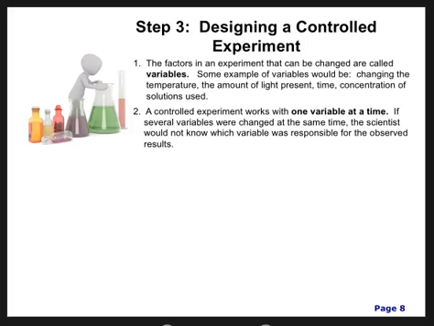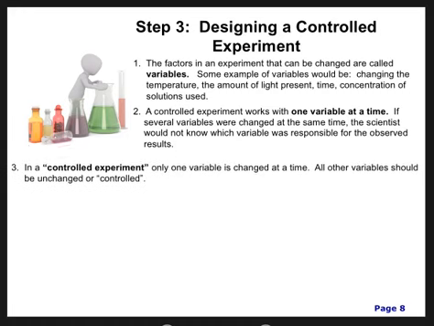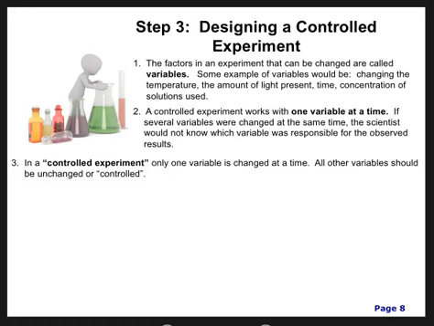The key that makes this a controlled experiment is that we only alter one variable at a time. Okay? If we were to alter multiple variables at a time, we don't have any way of knowing which one is responsible for the results that we see. Okay? That's really, really, really important.